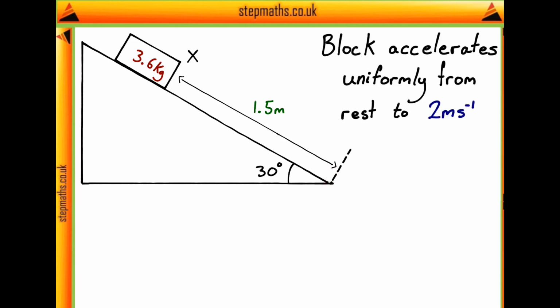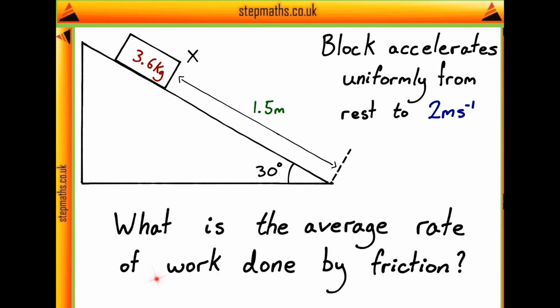We're told that this block is initially held at rest and then accelerates uniformly to a speed of 2 metres per second when it reaches the end of the block. The question then asks us, what is the average rate of work done by friction and other frictional forces? If you would like to have a go at this question, please pause the video now, otherwise let's have a go at it.